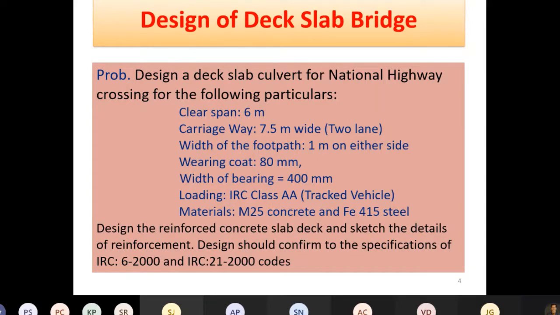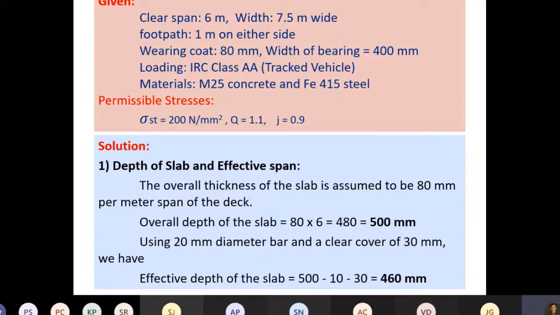So this is the problem statement given. We have to design a deck slab. The bridge is crossing over the national highway, and for these particulars we have to design a deck slab. In the problem, clear span is 6 meters, width of the road is 7.5 meter, footpath width on either side is 1 meter, bearing coat 80 mm thickness, width of the bearing is 400 mm, loading is IRC class AA tracked vehicle, material M25 concrete and Fe415 steel.